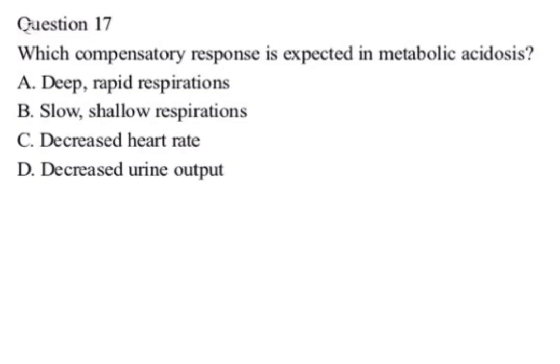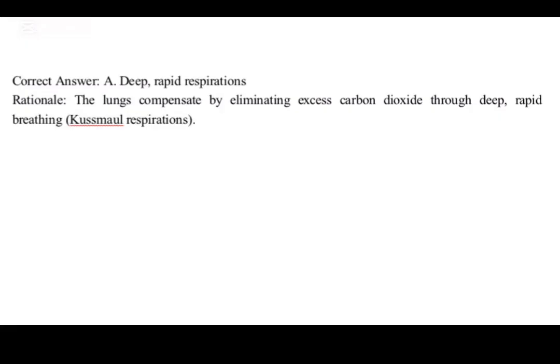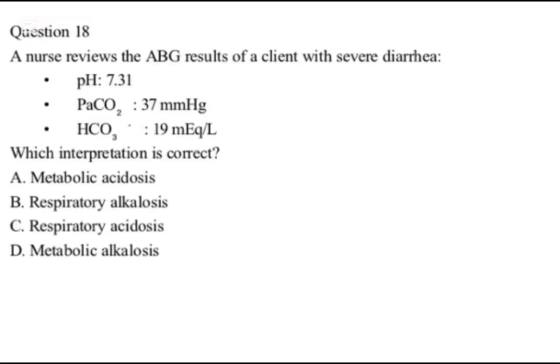D. Decreased urine output. Correct answer, A. Deep, rapid respirations. Rationale: the lungs compensate by eliminating excess carbon dioxide through deep, rapid breathing, Kussmaul respirations. Question 18. A nurse reviews the ABG results of a client with severe diarrhea.